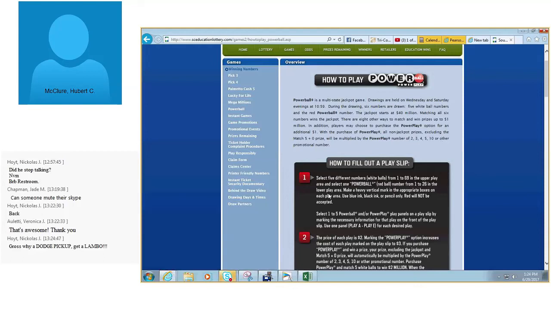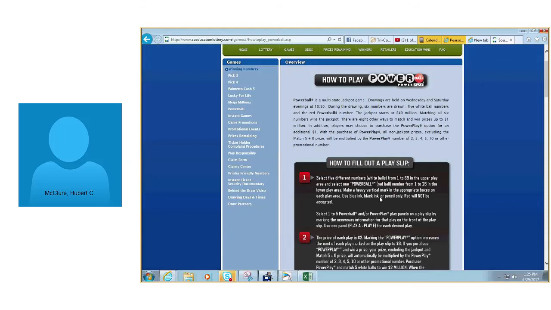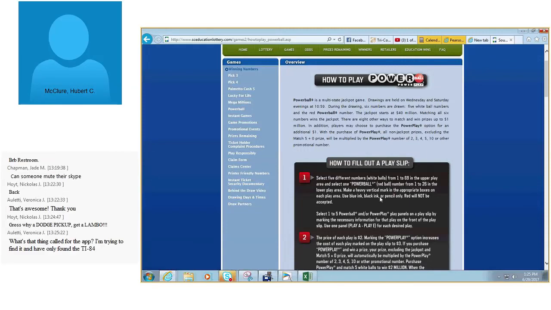Here we go. Everybody read that first one right there. Write it down, because that's basically what it's going to say on your test. Select 5 different numbers from 1 to 69 in the upper play area, and then select 1 to 26 in the Powerball field. So you got 5 balls that are white, ping pong balls, and they are numbered 1 to 69. And then the Powerball, which is the red ball, is numbered 1 to 26. And you have to pick those numbers, and if you match them, then you win the lottery.